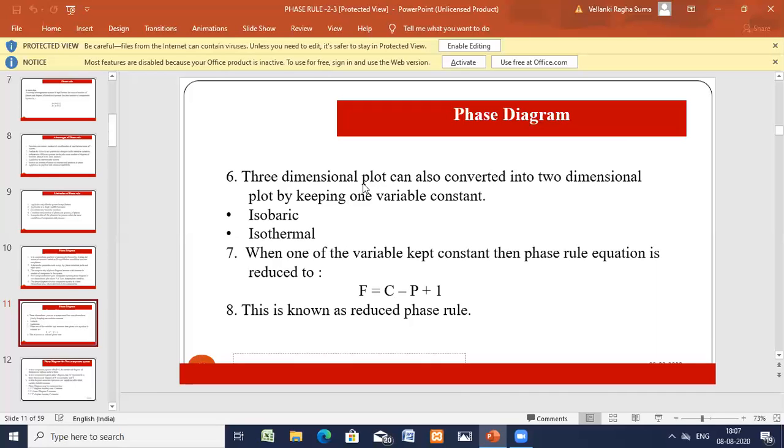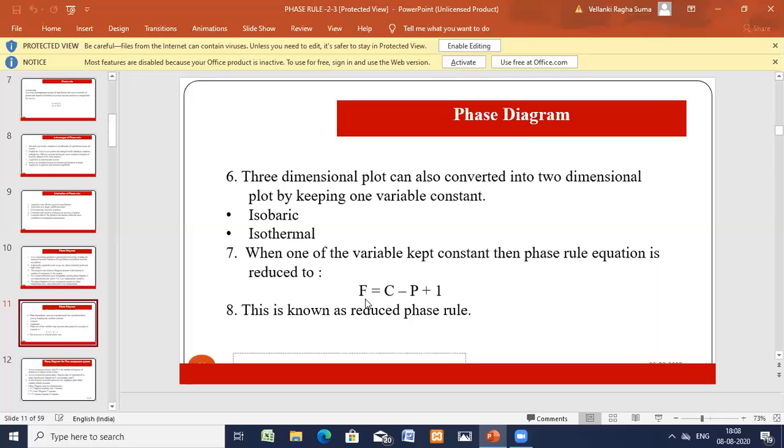For a two component system, a three-dimensional plot is taken. You know what dimensions are? Dimensions mean pressure, temperature. For a one component system, a two-dimensional plot, that is a pressure and temperature graph, you are taking. For a two component system, you are taking a three-dimensional plot: pressure, temperature, concentration. One is kept constant, so the formula is reduced.